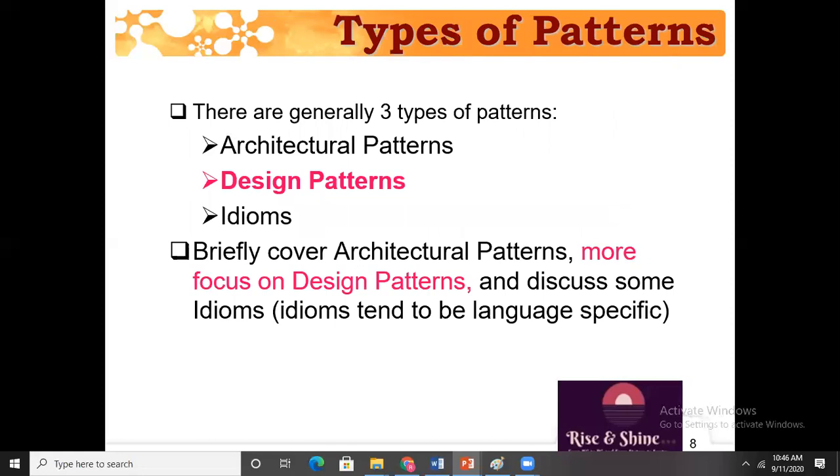So in our software life cycle, there are three types of patterns: architectural pattern, design pattern, and idioms. In this video series, our main focus is on design patterns. So what are design patterns? How are they categorized? How do we implement a design pattern? We will see one by one in this series and in upcoming videos.